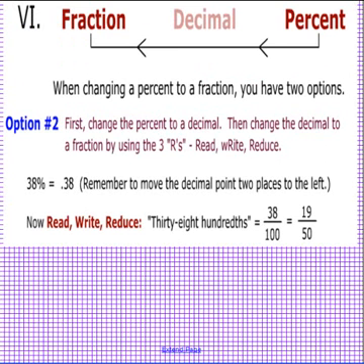Now, option number 2, first change the percent to a decimal, then change the decimal to a fraction using the 3 R's: read, write, and reduce, which you already know. 38 over 100 is reduced to 19/50.